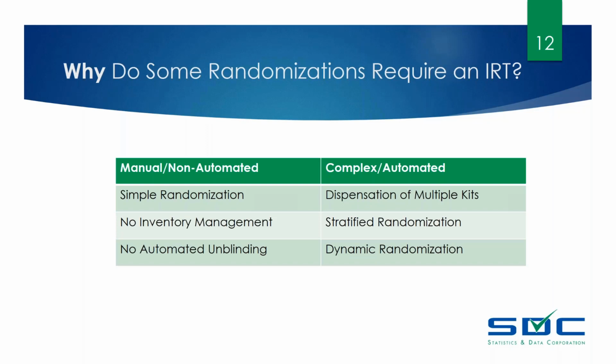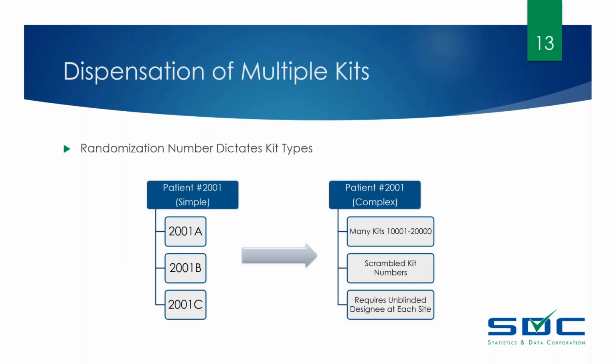Complex automated randomizations that I'll cover on the next 3 slides will go into detail regarding 3 examples that require an automated system. The examples that will be presented involve dispensation of multiple kits throughout the duration of the randomized clinical trial, complex stratified randomizations that become burdensome without an IRT, and finally, dynamic randomizations that simply cannot be handled without an automated system.